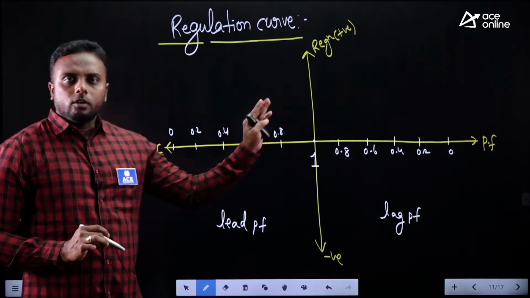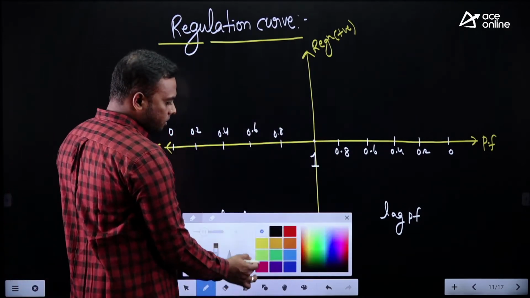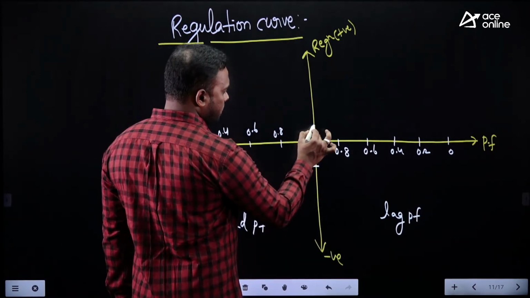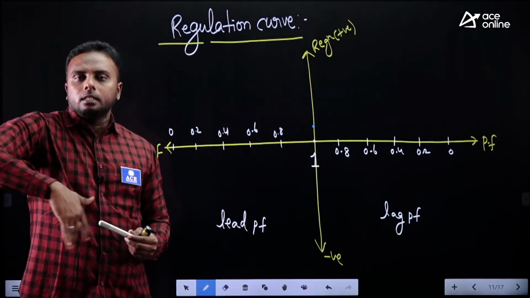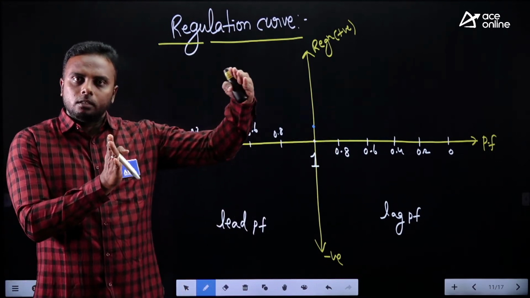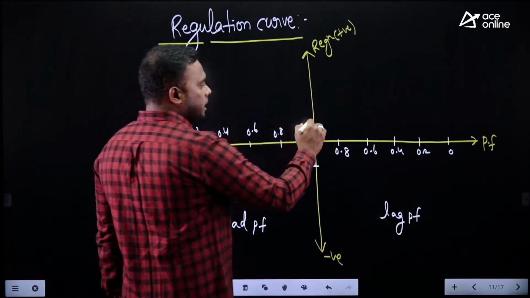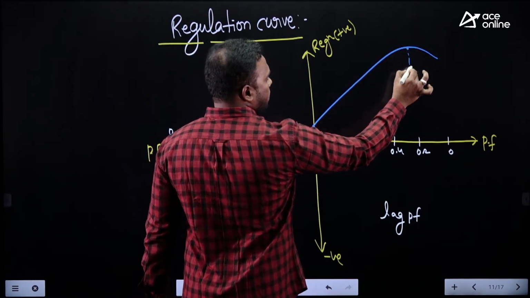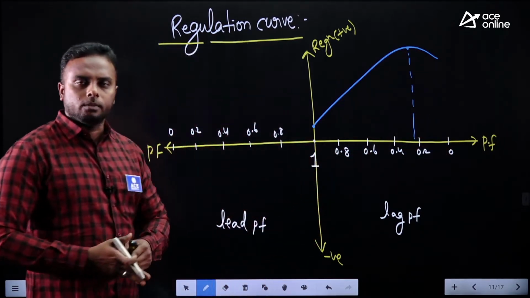Now, what is the regulation we got for UPF? Positive, no? Check the previous. The regulation at UPF is positive. Let this much be positive. Now, if you go from unity power factor to the lagging side, what is the value of regulation? The difference between E2 and V2 increases. Check the diagram once. The regulation increases towards lagging, and somewhere here we get maximum regulation, near to 0 power factor. Somewhere 0.1, 0.2, something.